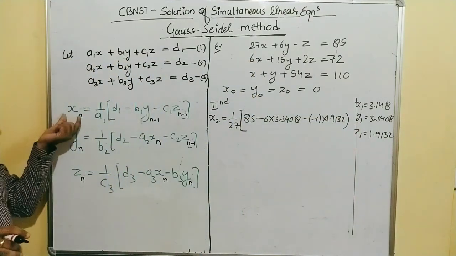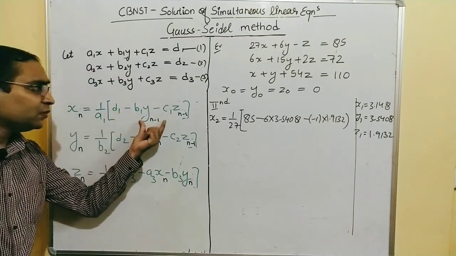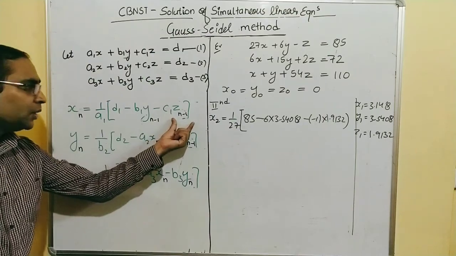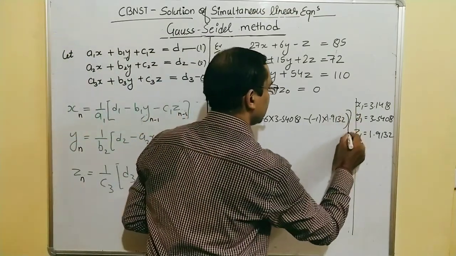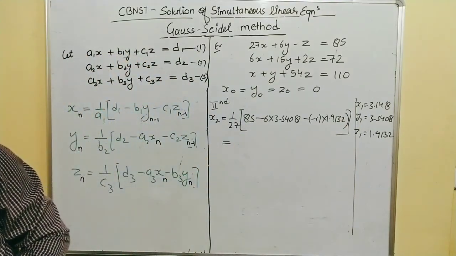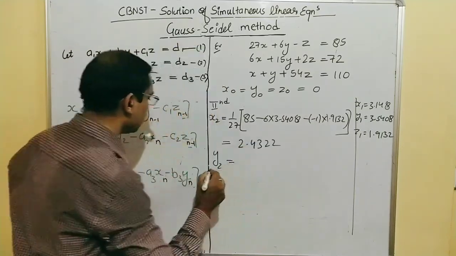Right, because to calculate x2 we'll be using 1 upon a1, d1 minus b1, yn minus 1, minus c1 and zn minus 1, because this is n minus 1. So in this way we can have the value of x2. Let me see, the value of x2 is 2.4322.